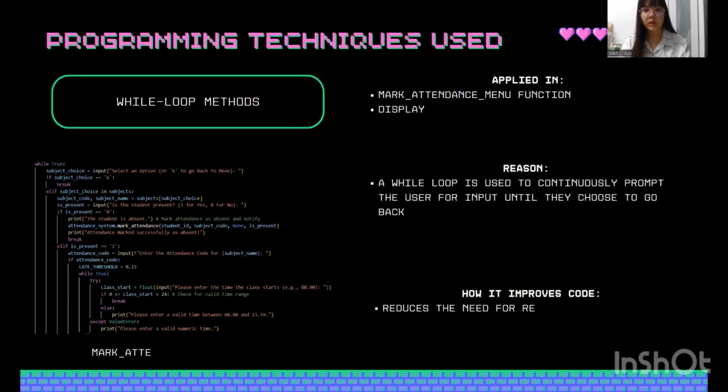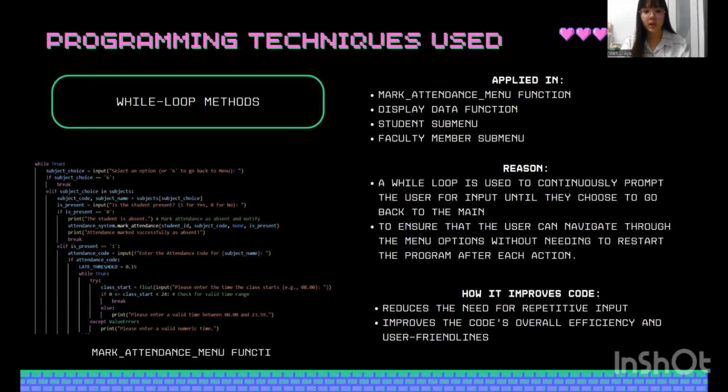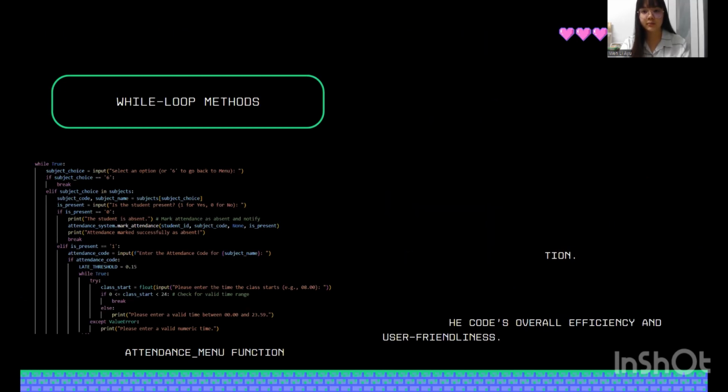Another programming technique that we used was the while loop method. Again, it was used in the mark attendance menu function, so I shall be going more in depth into that. A while loop is used to continuously prompt the users for input until they choose to go back to the main menu. It improves the code as it reduces the need for repetitive input and improves the code's overall efficiency and user-friendliness for all the users.